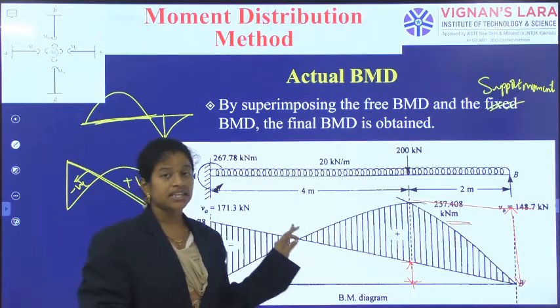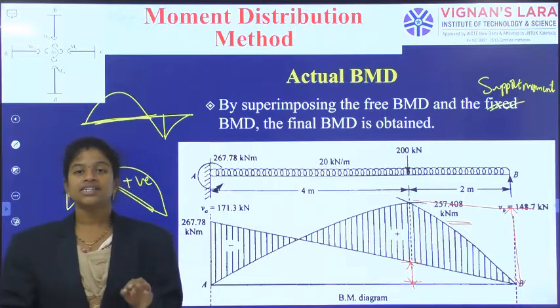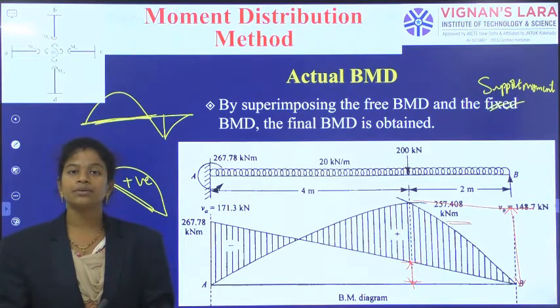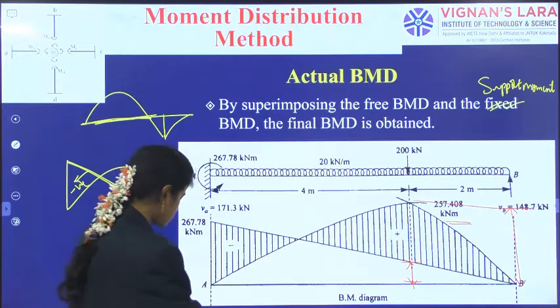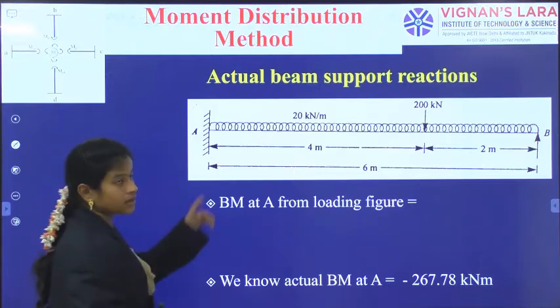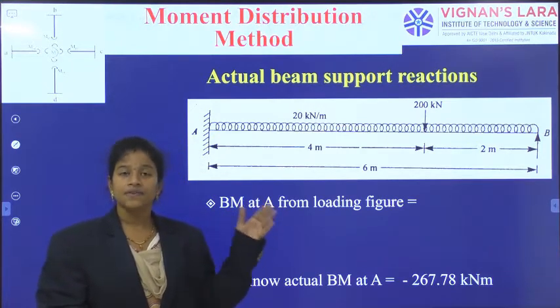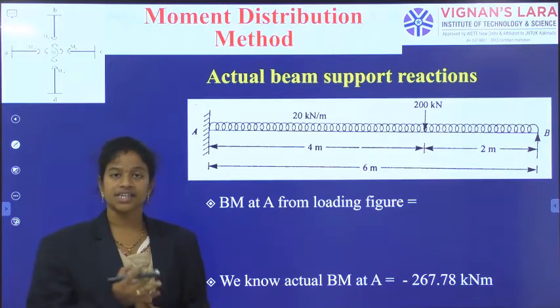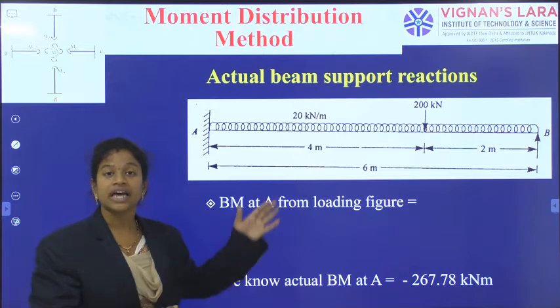Up to this, the generation of the bending moment diagram is over, and then we have to generate the shear force diagram. So what does the shear force diagram involve? In the case of a shear force diagram, the thing you have to involve is the generation of the actual support reactions. Yes, for generating the shear force diagram, I have to evaluate the support reactions for the actual beam.